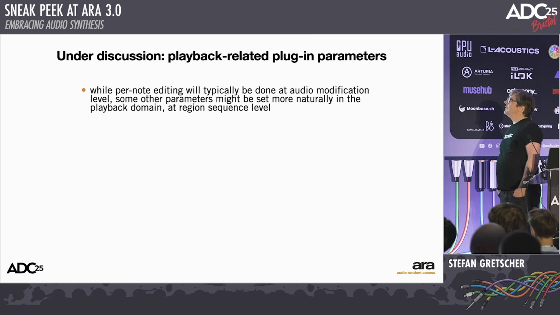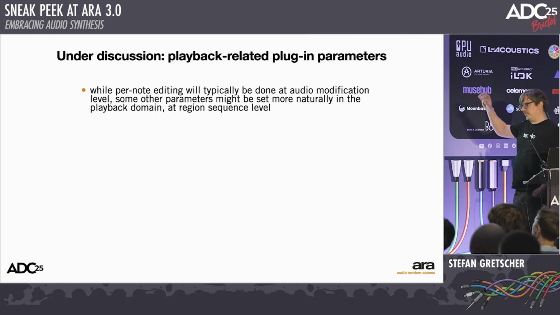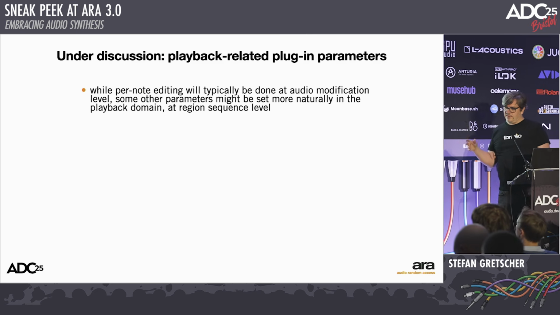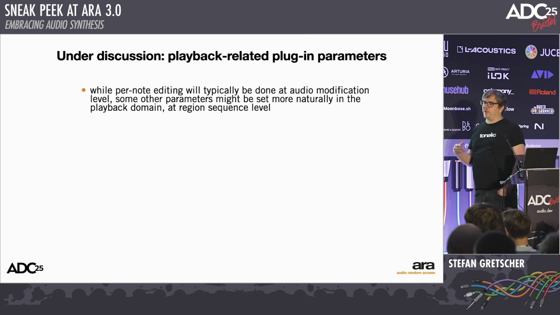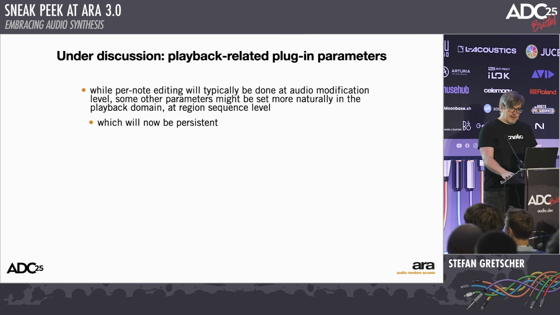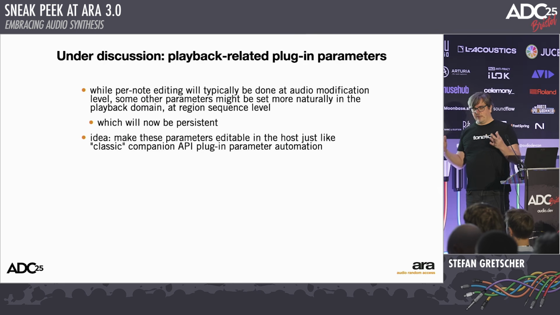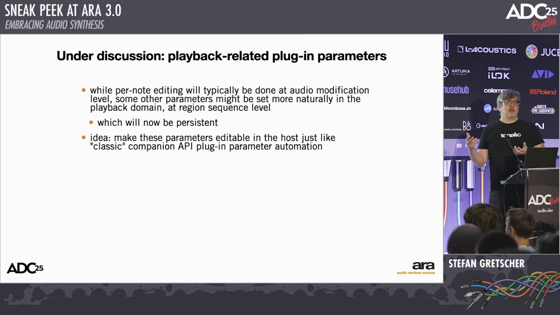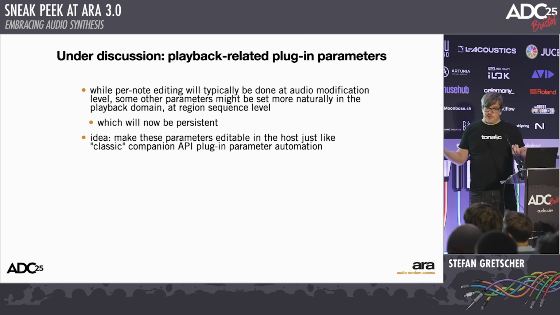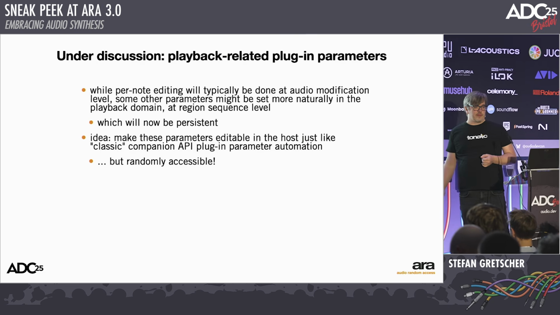Another issue we look into is, I've shown the example earlier where we would be attaching the vibrato curve to the note, but there may be other parameters in these synthesizers that you would much more naturally set in the playback domain, so basically on a track level, which the region sequences, aka tracks, are now going to be persistent, so you can actually do that. But wouldn't it be great if this data could be edited in the host just like you currently can with regular VST3 parameter automation, but we're doing ARA, so can we have this and make it randomly accessible?